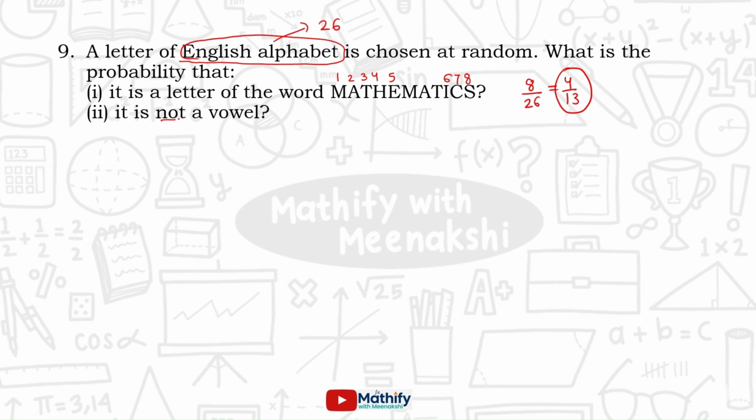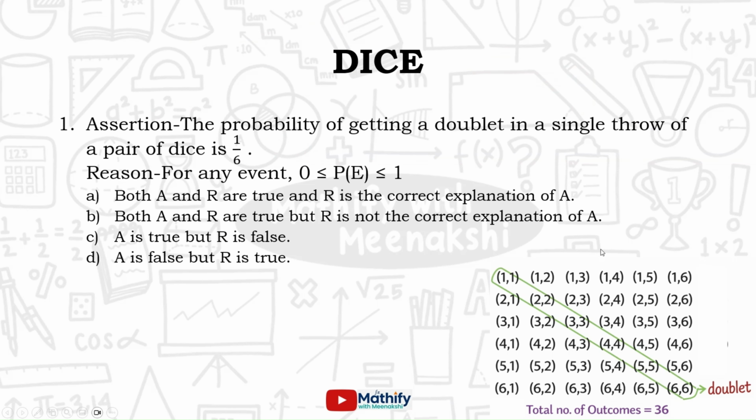Now it is not a vowel. Again, this question is not related to first part. You have to just see that from English alphabets, how many are not vowel? That means consonants. It's 21 is the answer. Let's move to next topic, dice.